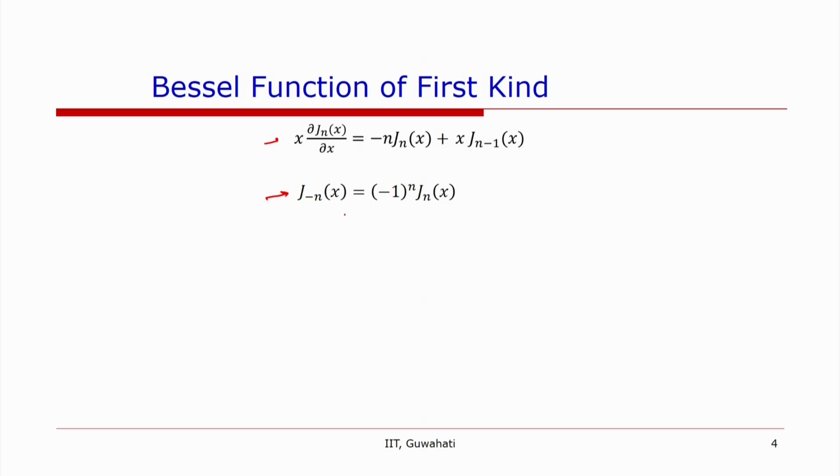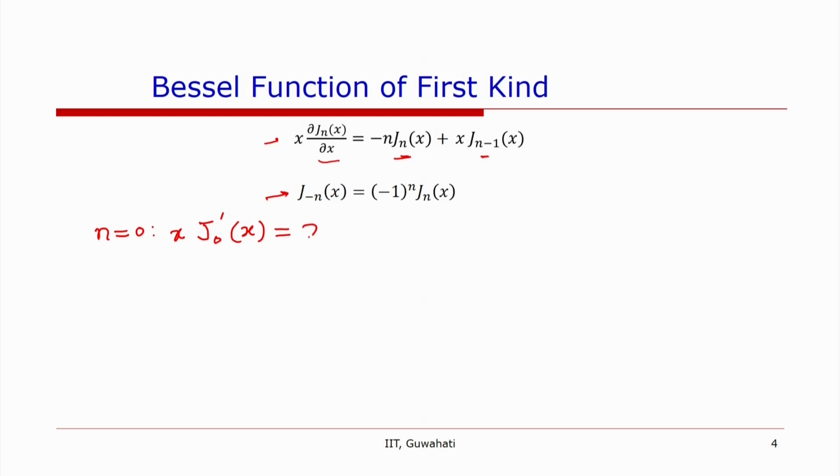These two equations: J minus n of x is equal to minus 1 to the power n J n of x, and the other relationship between the derivative of J n x, J n x, and J n minus 1 x. So let us take n equal to 0. Then what we will have is x J 0 dash x is equal to, this term is going to be 0 because n is equal to 0.